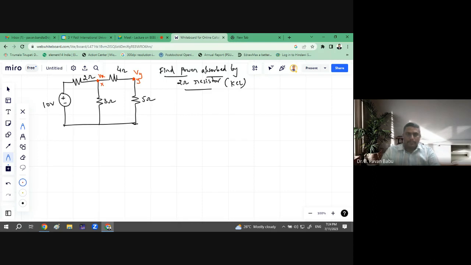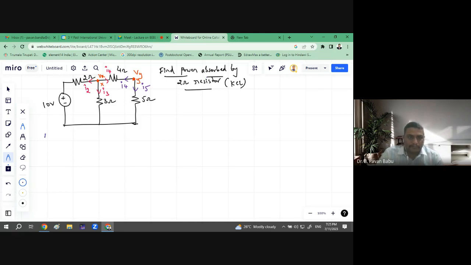Before that, let me consider the directions of current, because we require the currents, right? Let this be I2. Since the circuit does not specify, I have considered all as outgoing currents. This is I3 and this is I4. When I consider node Y, the directions of currents I can consider as this is I4 and this is I5. Okay, so we'll apply the KCL.